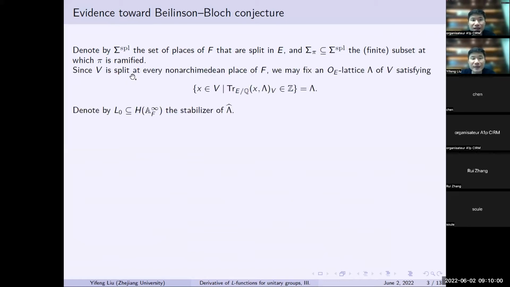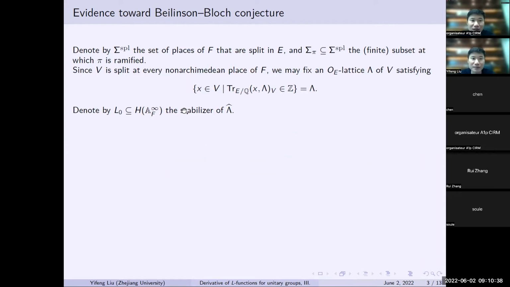And since V is split at every non-Archimedean place of F, we can fix an O_E-lattice Λ such that it is self-dual with respect to the Hermitian form. Somehow it's a rationally self-dual lattice, and we will denote by L_0 the stabilizer of the completion of this lattice. So this is a maximal special subgroup of the finite adelic points of H.